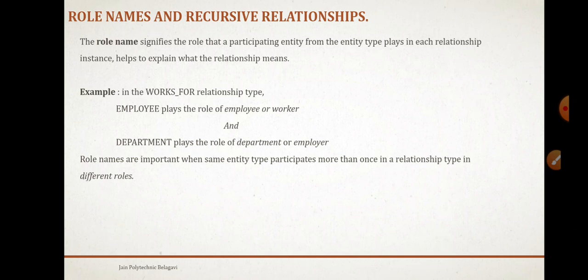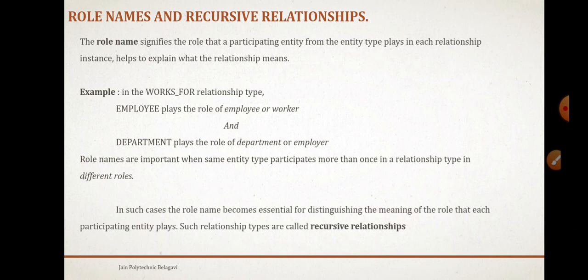Role names are important when the same entity type participates more than once in a relationship type in different roles. In such cases, the role name becomes essential for distinguishing the meaning of the role that each participating entity plays. Such relationship types are called recursive relationships.